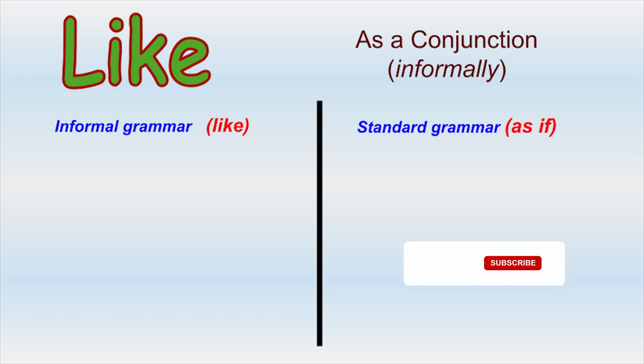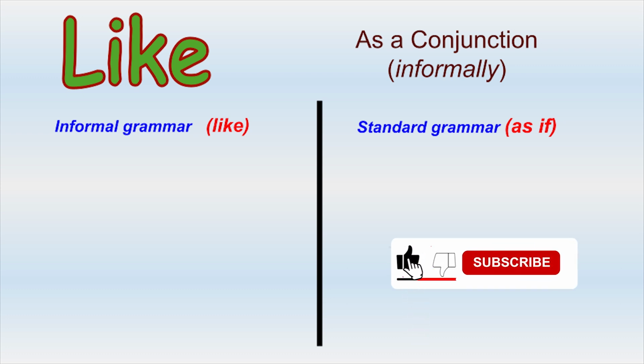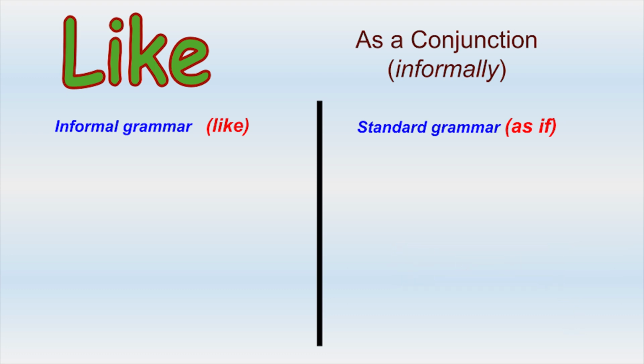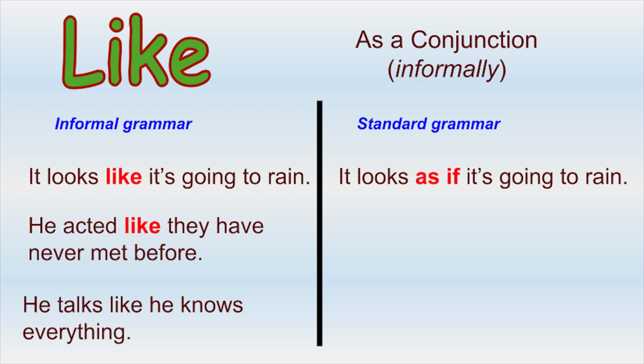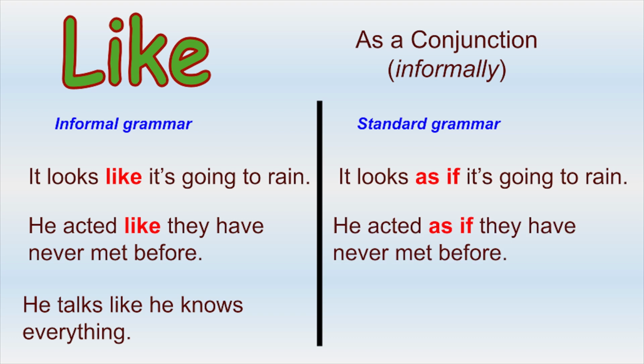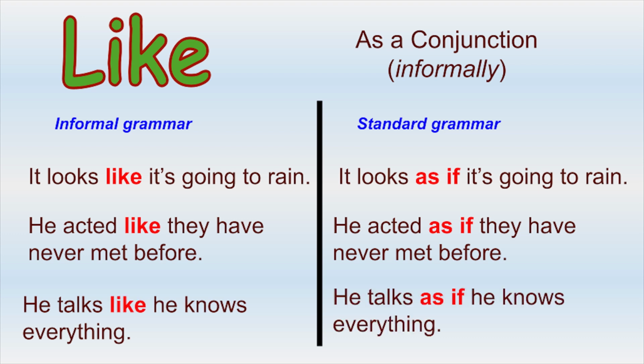In standard grammar, we would not use like. Instead, we would use the conjunction as if. So, instead of saying it looks like it's going to rain, we would say it looks as if it's going to rain. Likewise, he acted like they have never met before. We would say he acted as if they have never met before. And he talks like he knows everything. We would say he talks as if he knows everything.